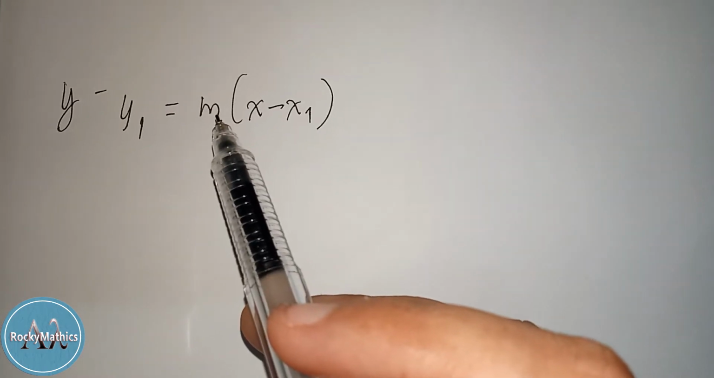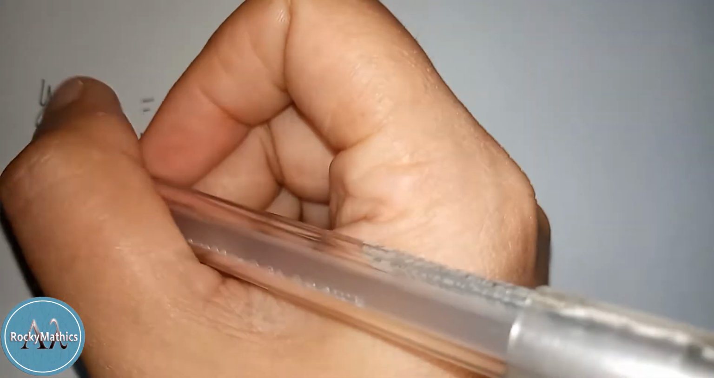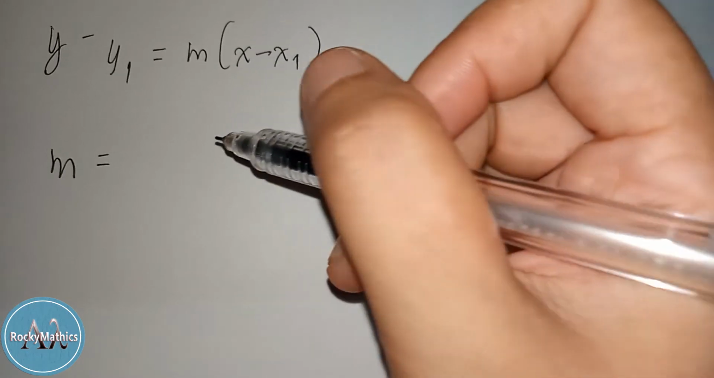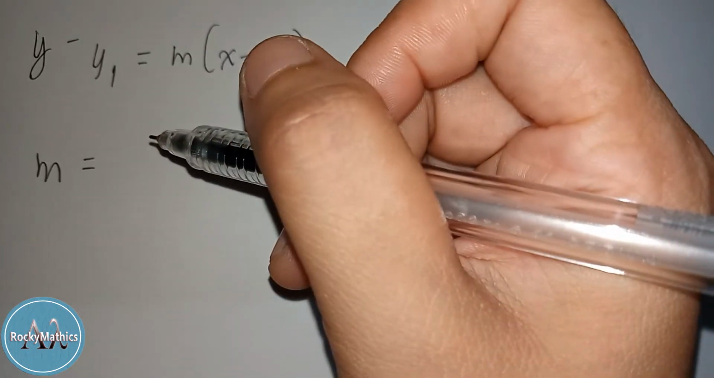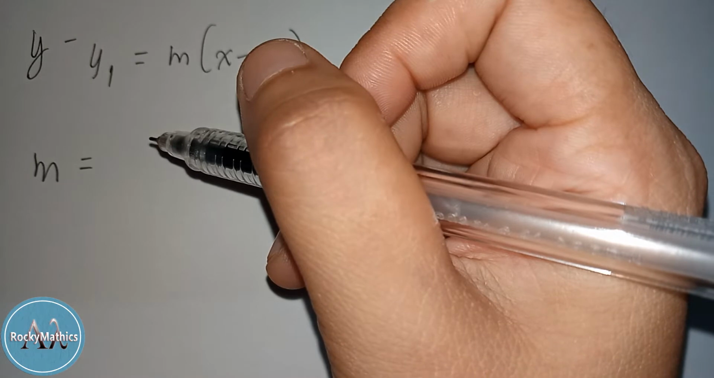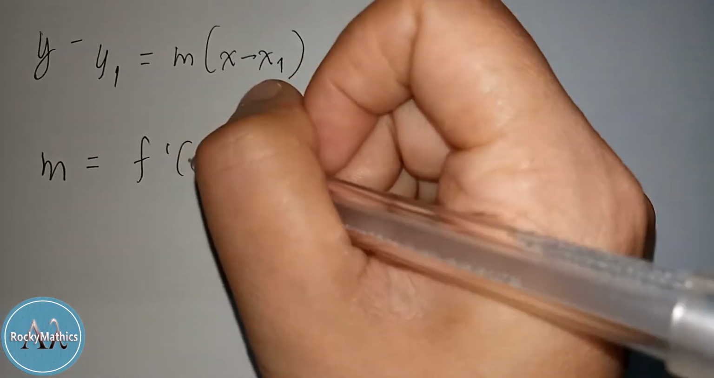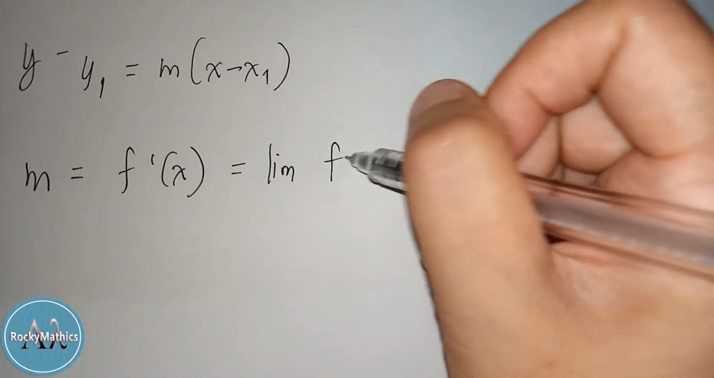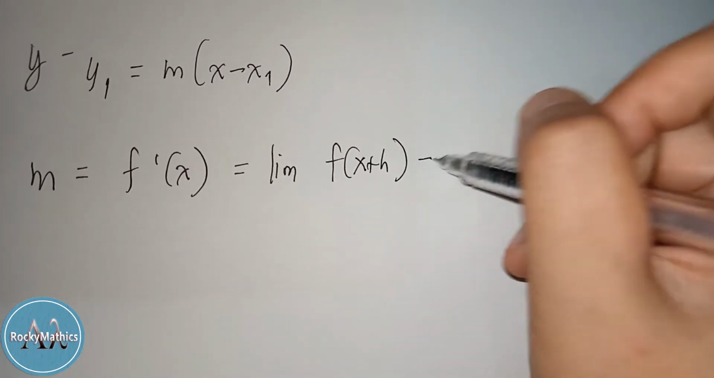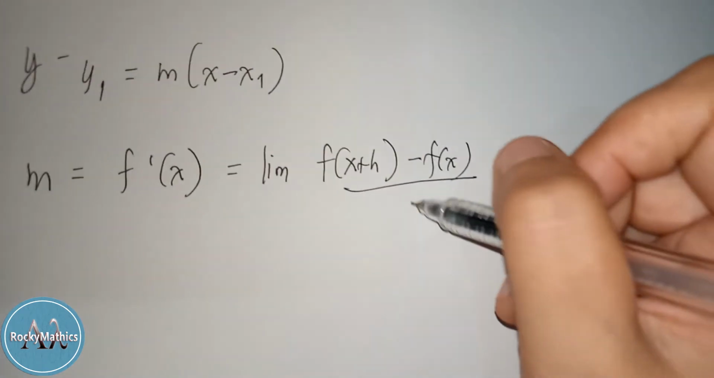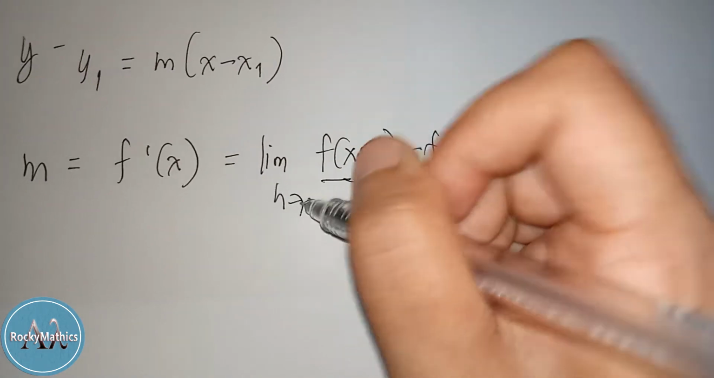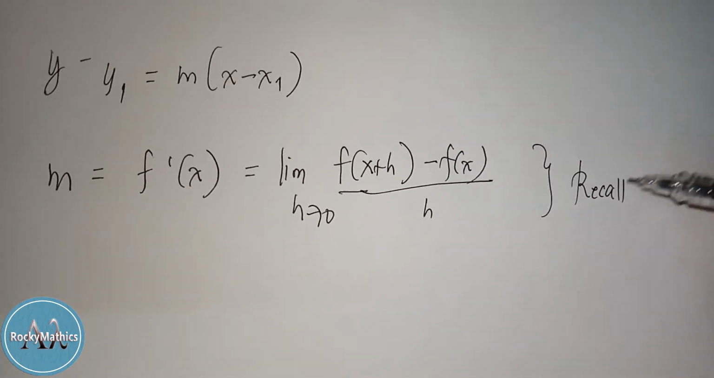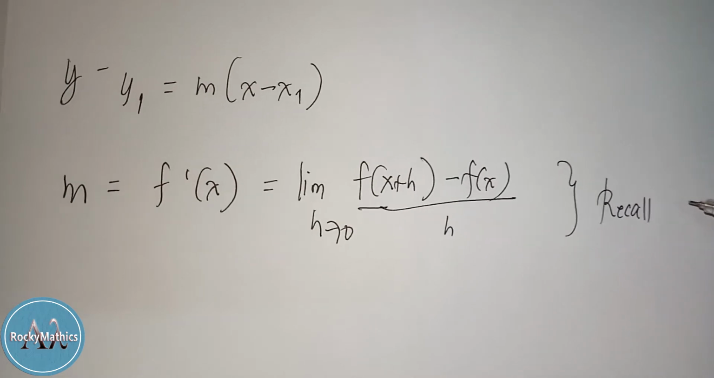Now in calculus, we recall that m is interpreted as the slope of the tangent line on the curve, and that is what we call the derivative of the given function, which is equal to the limit of f of x plus h minus f of x over h as h approaches 0. So recall, this is our formula for the slope of the tangent line.